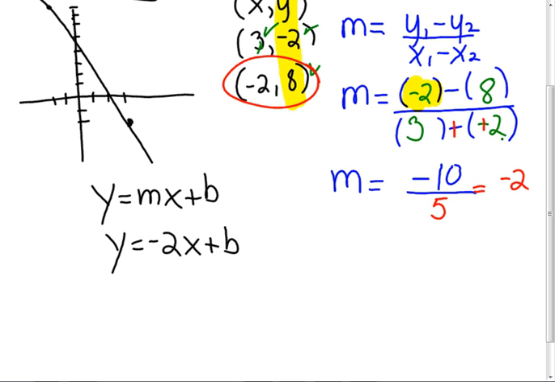Which one's y? Andrew, which one's y? It's a good packet, except that I put it together wrong. I should have just done it page by page. My mistake. What's y? 8. So 8 goes here, equals -2 times x plus b. So you should be writing this down because it's not the way it's done in the packet. So what's the x value? What's the x value?